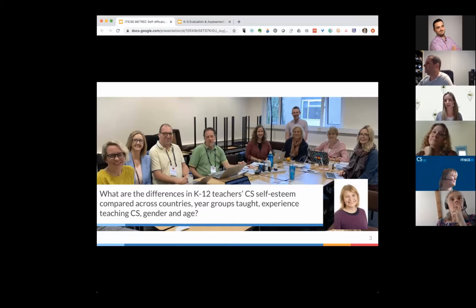And we worked together on a further study following our working group. We were quite interested in exploring teacher factors in more depth, and we were keen to understand teacher self-esteem. So we wanted to know, what are the differences in K12 teachers' computer science self-esteem compared across countries, year groups taught, experience teaching computer science, gender and age.